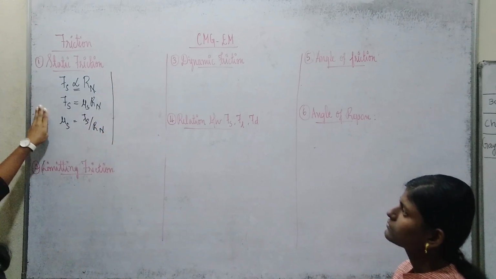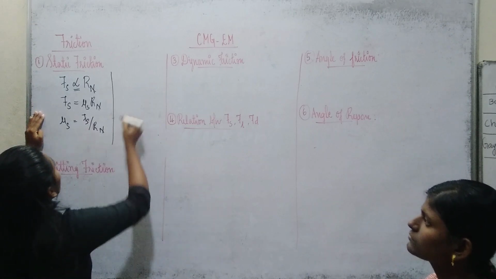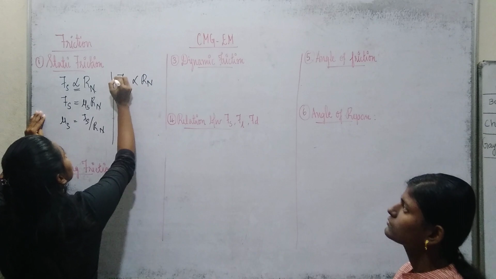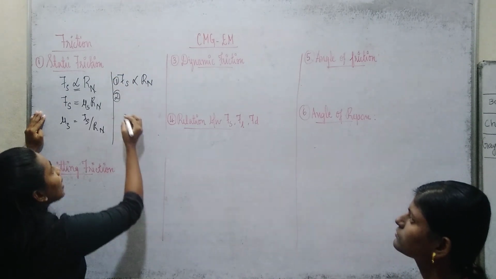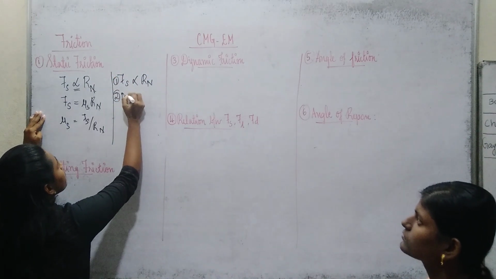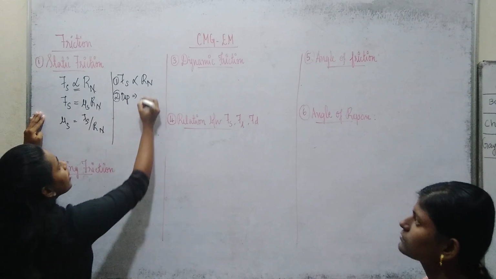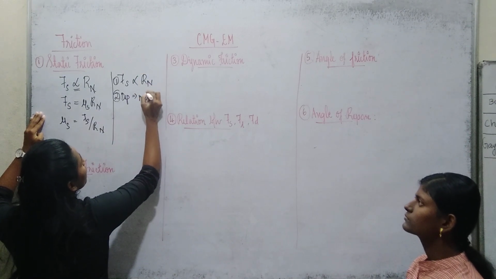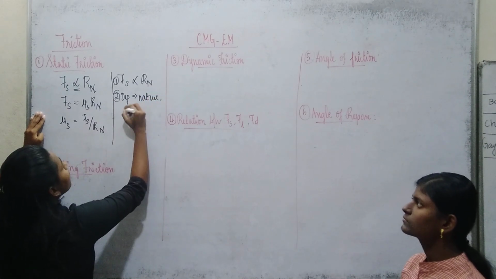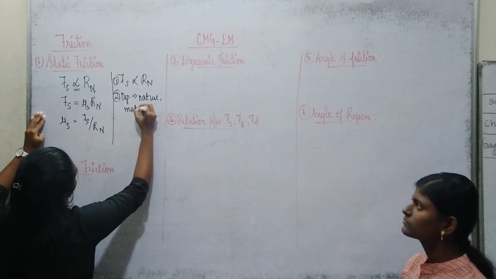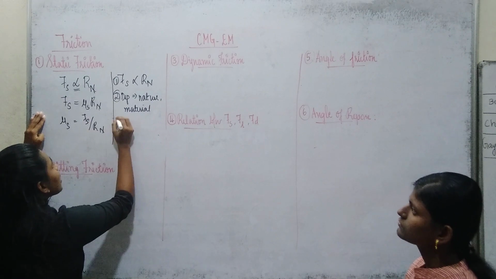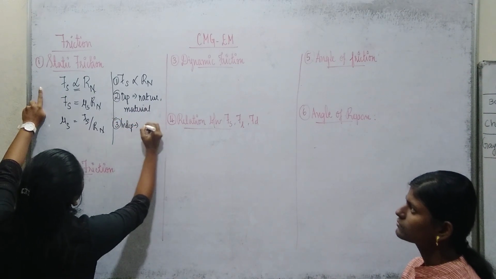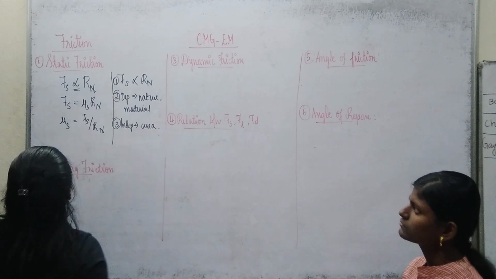The properties of static friction: static friction will be directly proportional to the reaction force. It is the first property. Second, it depends upon the nature of contact and the material of contact. Thirdly, static friction is independent of the area of contact.